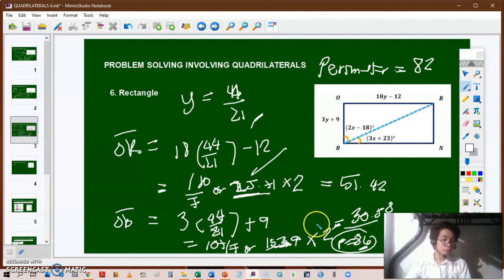And if we multiply that by 2 to solve for the perimeter, since we want to check if our answer is correct, we multiply 25.71 by 2 and 15.29 by 2. So that's going to be 51.42 and 30.58. And if we add these two values, you get 82. So the total is 82 units, the total units of the rectangle is 82 units.